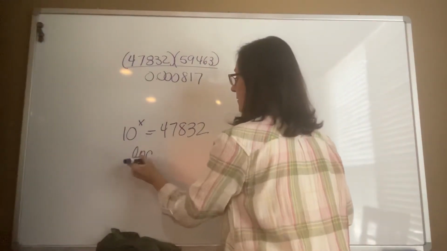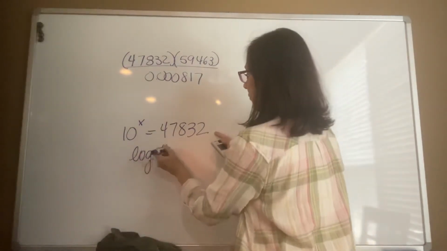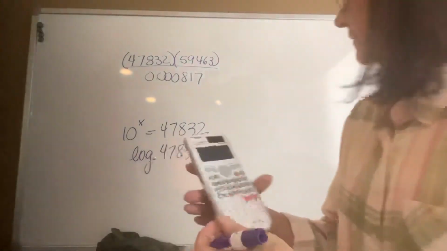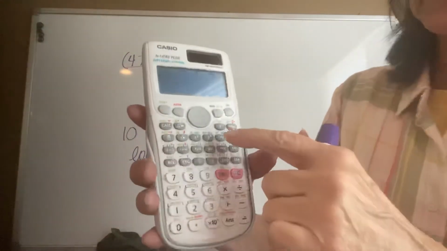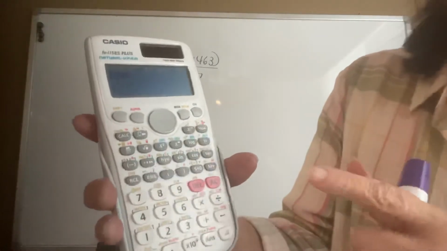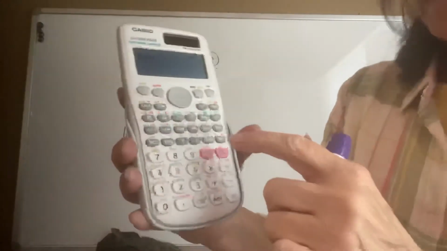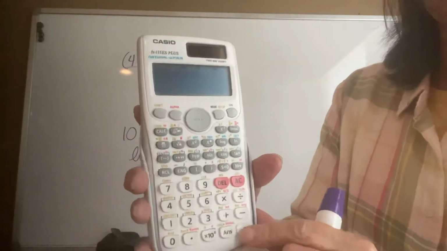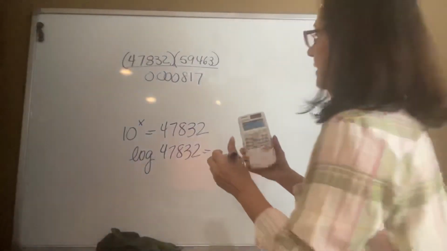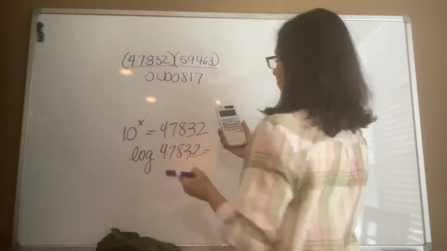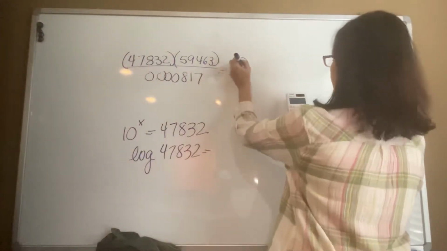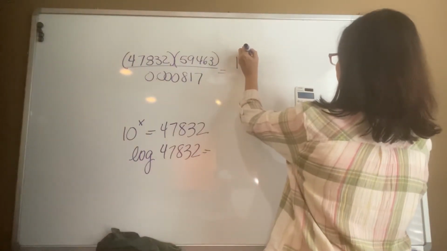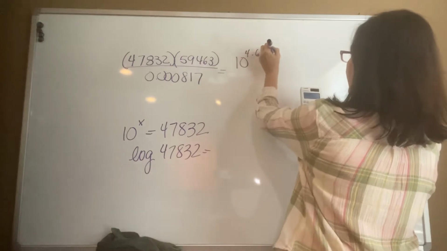So this is log. My base is 10. My argument is 47,832. That's going to equal my x value, which is my exponent. So I'm just on the log of all of these numbers. So it's the log, because my base is 10, of 47,832. I hit equals. That's my exponent. So in the place of 47,832, I'm writing 10 to the 4.6797, to 4 decimal places.